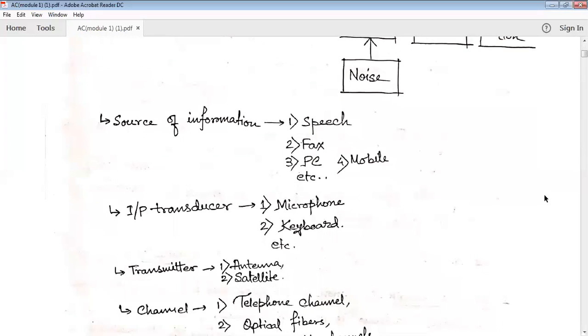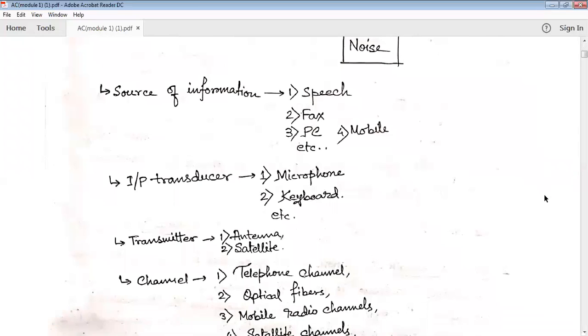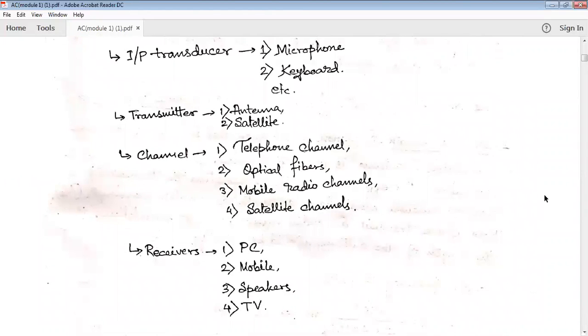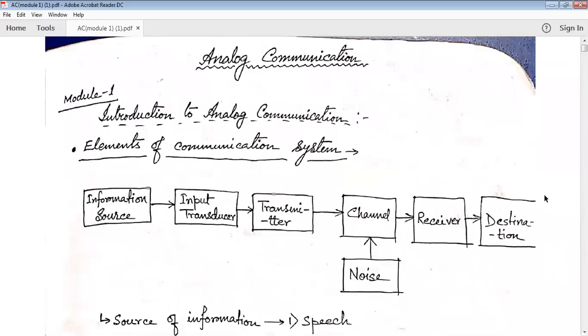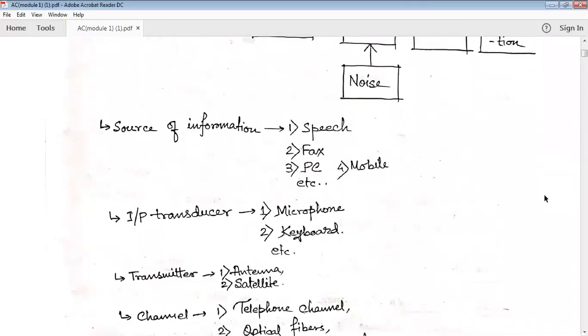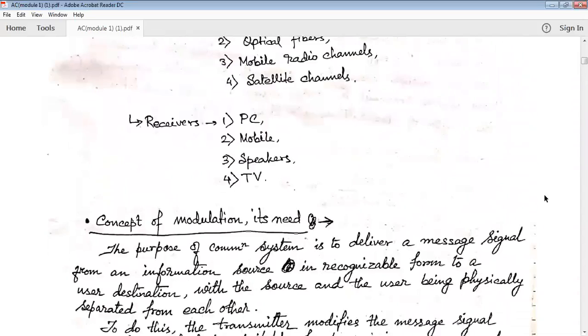The transmitter may consist of antenna, satellite, etc. In the channel, we can have an optical fiber channel, telephone channel, internet channel, etc. On the receiver side, you may hear my video by using a personal computer, a mobile, a TV, or speakers; all are receivers. So this is the basics of a communication system. These are the elements used to communicate, and these are examples by which we can communicate over a long distance.